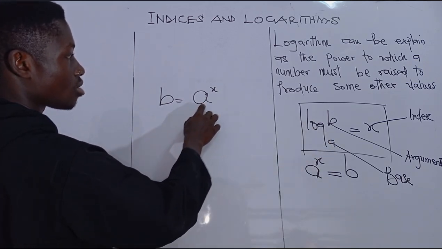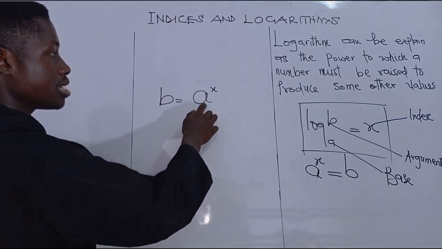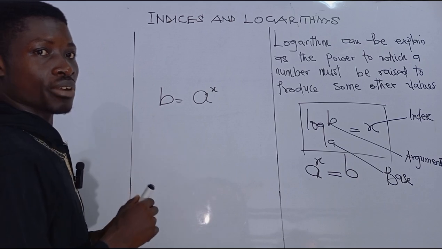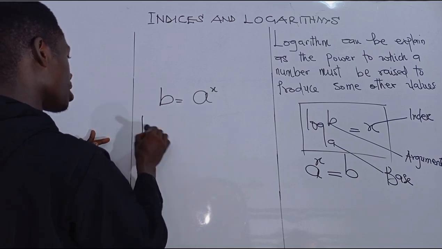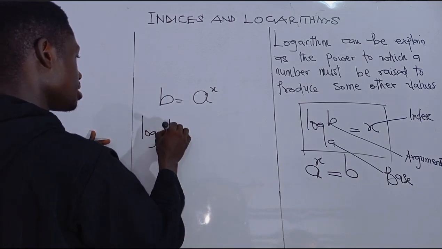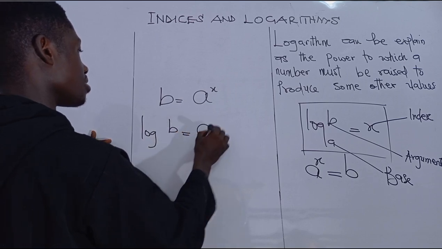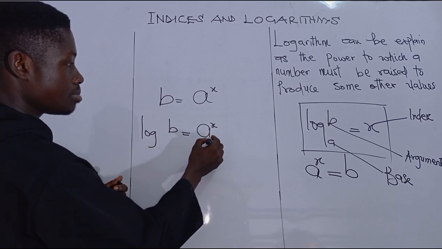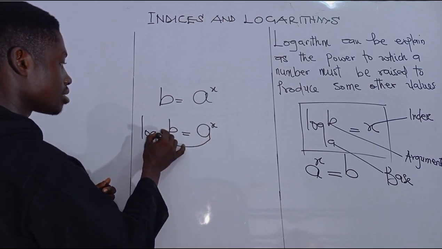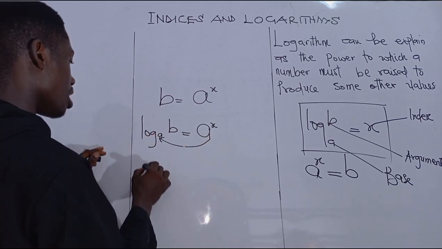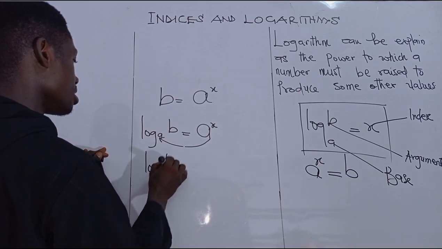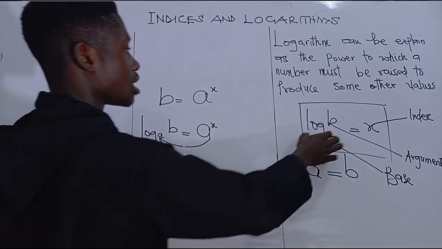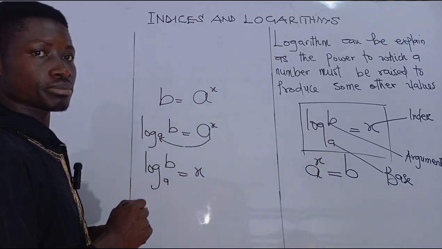Now this is the base of the x. So the base of the x will move and become the base of the logarithm. So we are going to introduce logarithm on b, which is the number, and then we have a raised to the power x. Once we have this, the base will move and become the base of the log. So we will have log of b to the base of a is equal to x.